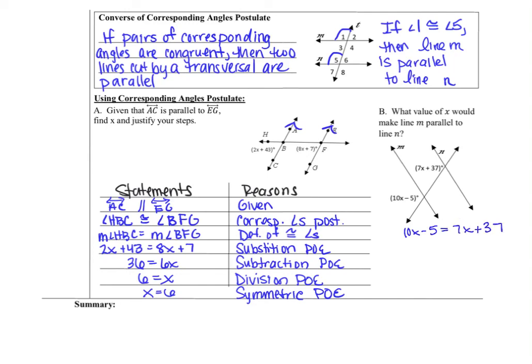So go ahead, pause the video, and see what answer you get for x. You should have had an answer of x is equal to 14. So if you substitute 14 into both of these expressions, that would make these angles equal. And if these corresponding angles are equal or congruent, that means that line M is parallel to line N. So for your summary, please make sure you answer the essential question, which is, how do you identify corresponding angles?